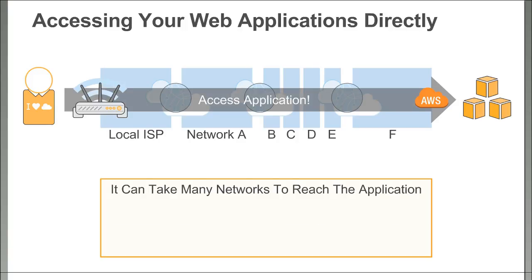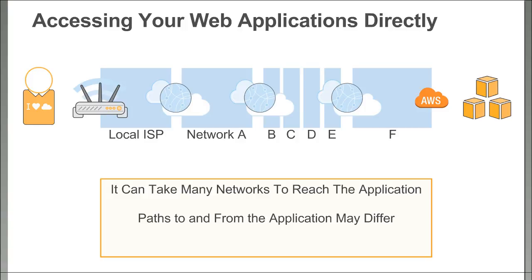The route that a user will have to take, or the data will have to take, can traverse many networks to reach the application. First, it'll leave the local ISP and go to the next network, and then on to the next, to the next, to the next. Here I show network A, B, C, D, E, and F, finally reaching the AWS application that's hosted.